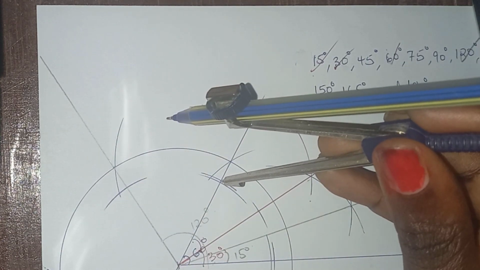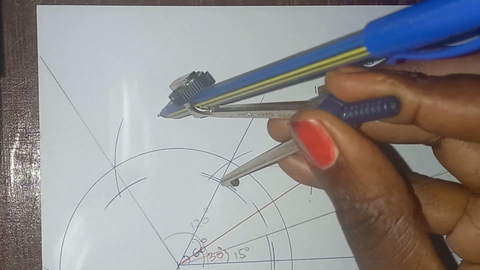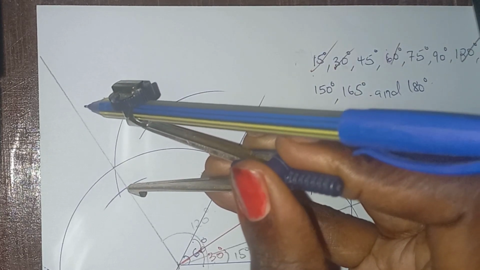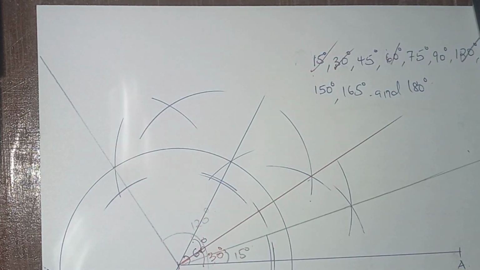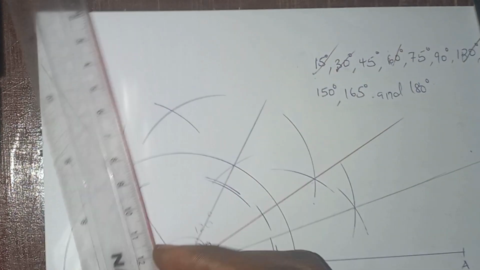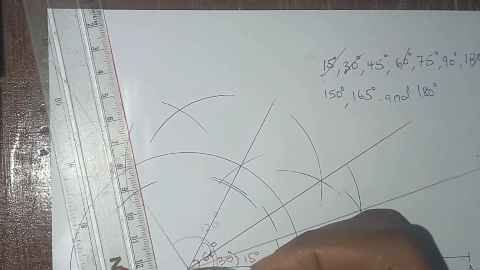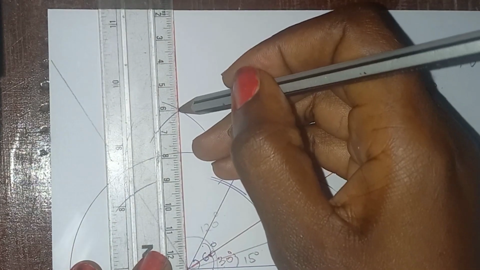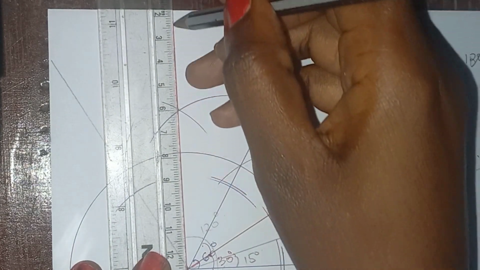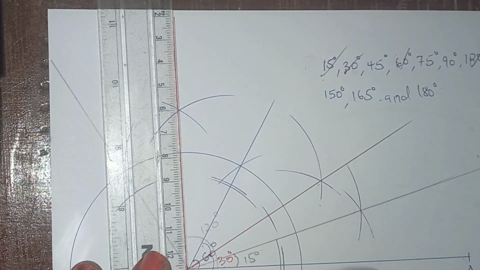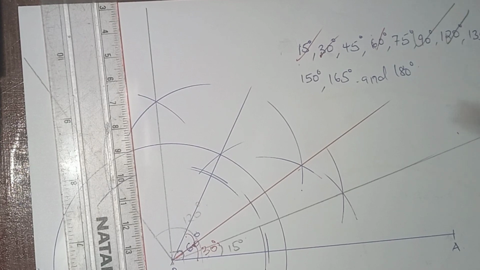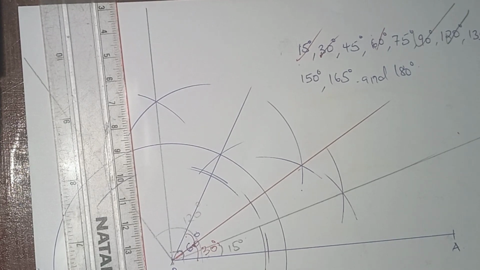With that same length, you stand there and bisect this. Then from point B, extend or produce another line here. This one will be 90 degrees. That is how you will construct 90 degrees.